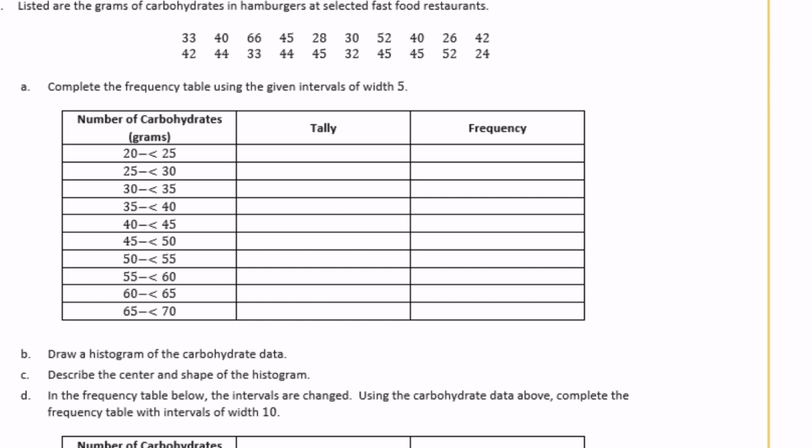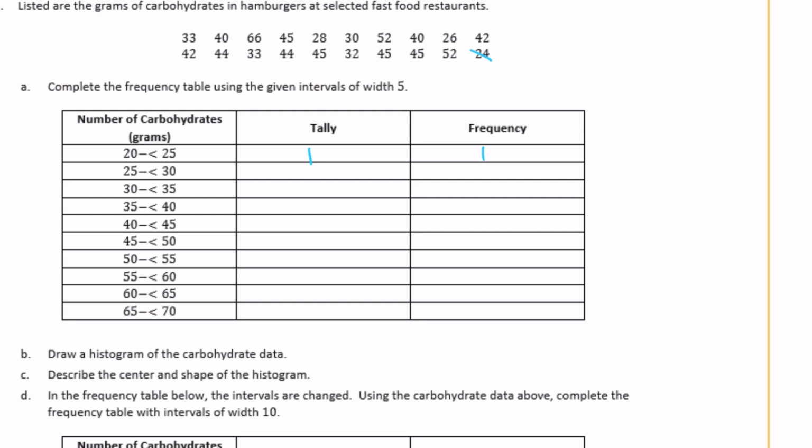Number 3, listed are the grams of carbohydrates in hamburgers at selected fast food restaurants. Complete the frequency table using the given intervals with a width of 5. Okay, so 20 to less than 25. Let's go through and count how many we see that are 20 to pretty much 24. Let's see, 20 to 24, I'm looking, there's 24. So just 1. So the frequency is 1.